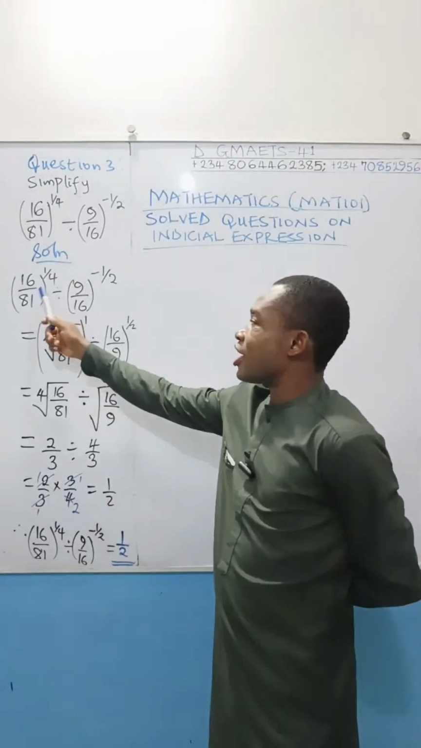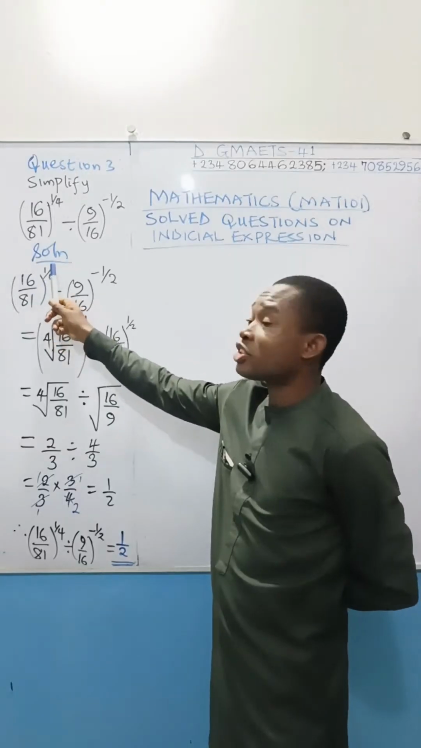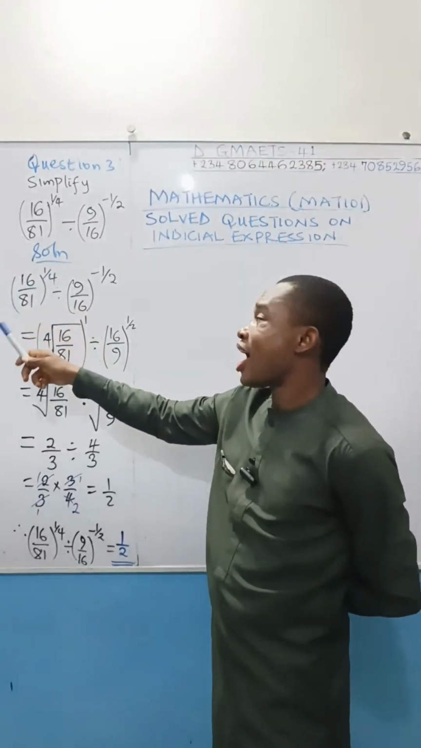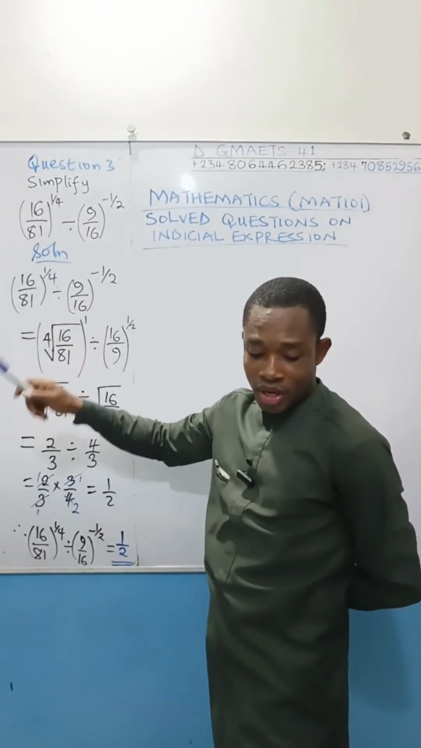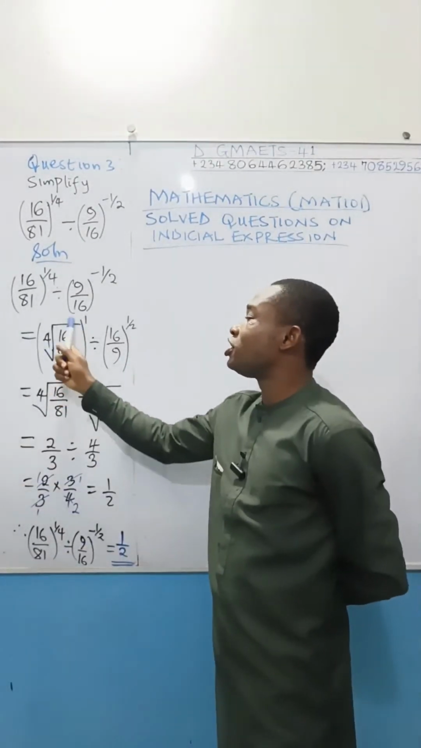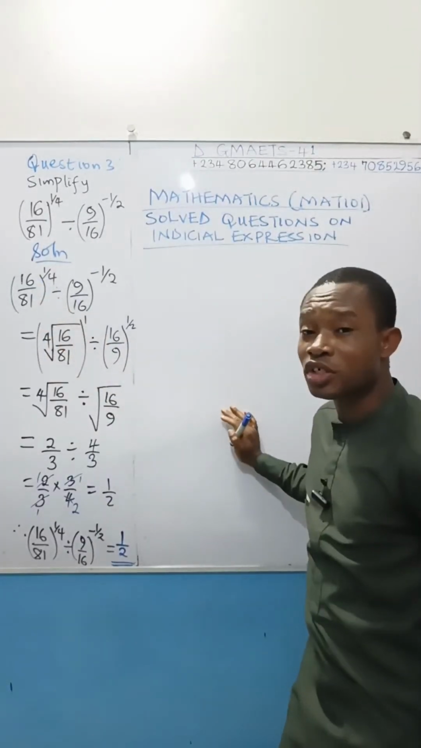You see this question, I converted it from fractional index, from fractional power, from fractional exponent. I changed it to root power law. That is why you are seeing all this root sign. I can decide not to change it to this root sign. I might just decide to solve directly the way I solved question number 2.